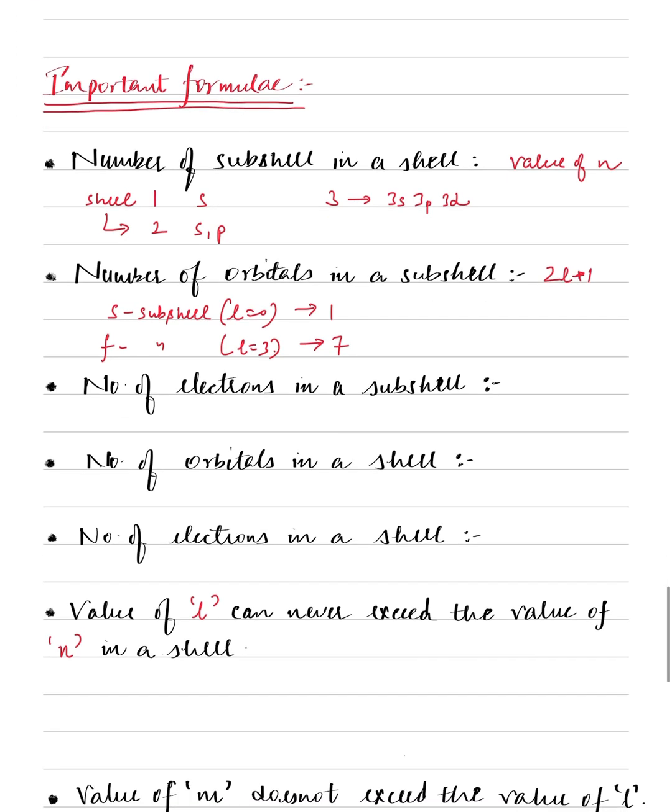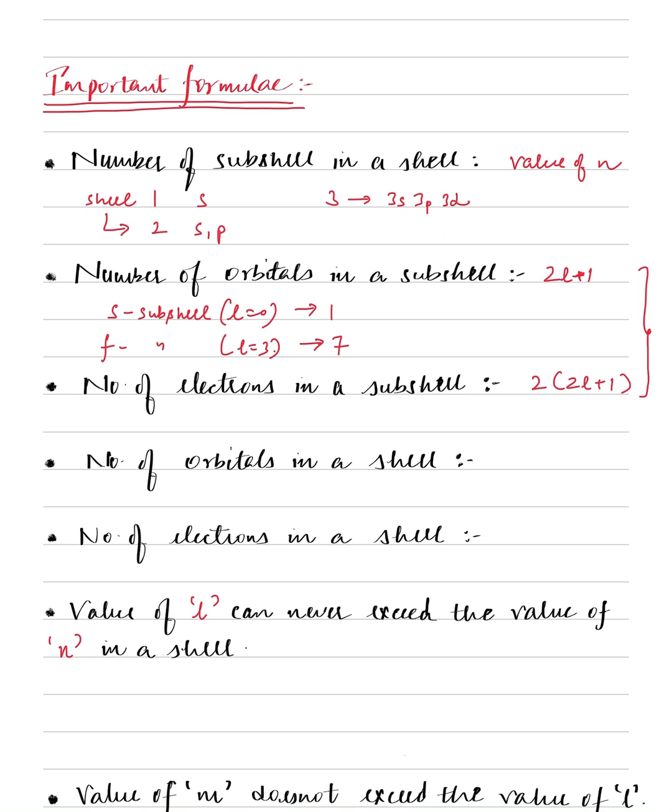Next is number of electrons in a subshell. Now the simple point is, if we know the number of orbitals in a subshell, then doubling that value will give the number of electrons, because each orbital contains 2 electrons. So if the F subshell has 7 orbitals, that means the total number of electrons present in F subshell is 14, right? So the number of electrons formula is twice of 2L plus 1. So both these formulas are in terms of the angular momentum quantum number, right?